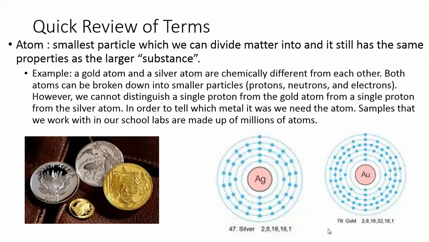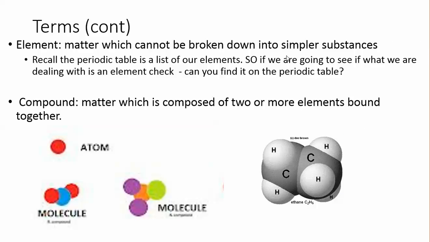Okay, so gold had an atomic number of 79. It has 79 protons. Silver has an atomic number of 47, has 47 protons. So these atoms are very specific. All right, an element is matter which cannot be broken down into simpler substances. Recall that our periodic table is our list. So if we need to check, that's the first place we're going to go look, is to look for those 2-letter codes. Can we find it on the periodic table, 1 or 2-letter codes?